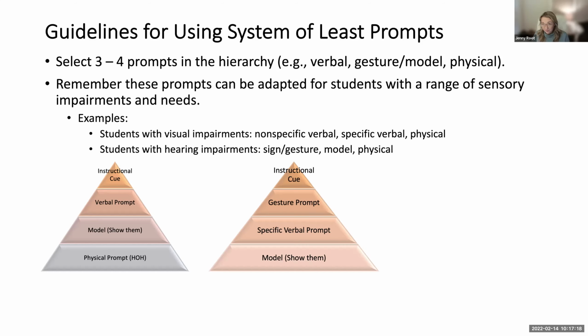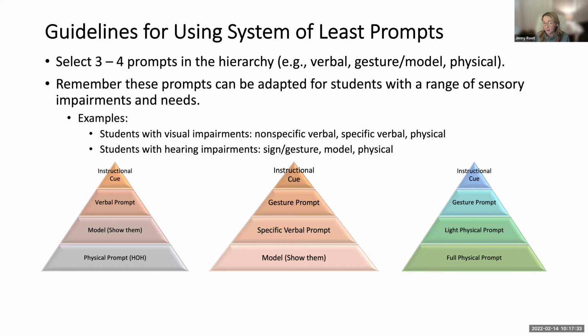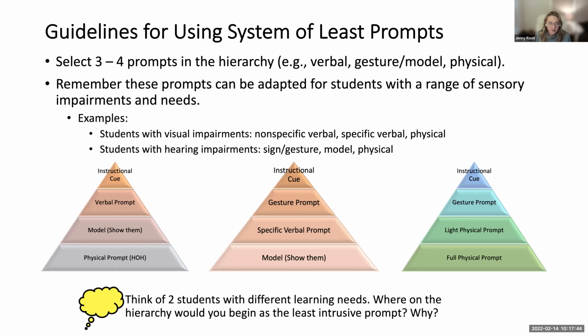Other students or tasks might require first an instructional cue, then maybe a gesture like tapping, then a specific verbal prompt, and then I'm going to model and show them how to do it. And that's going to be the most intrusive. And for other tasks or students, I give them the cue, I gesture, I do a light physical prompt, and then a full physical prompt. Can you think of 2 students with different learning needs, and where in the hierarchy might you begin as a least intrusive prompt for them?